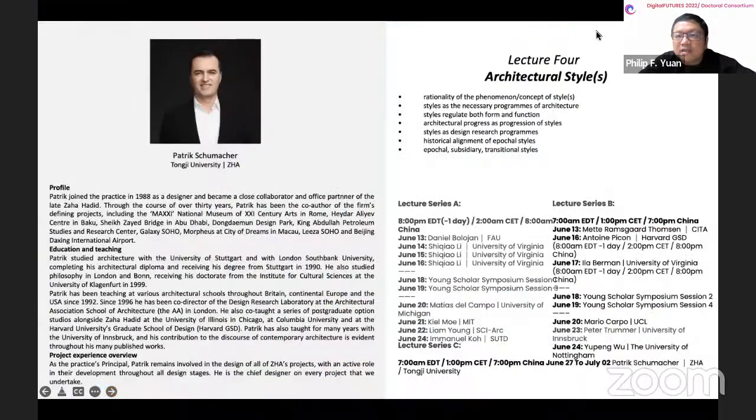So I think he briefly analyzed the outline of the topic, including the rationality of the phenomenon and concept of styles, and styles as necessary programs of architecture, and styles regulate both form and function. Architecture progress as progression of styles. Styles as design research programs. Historical alignment of epochal styles. And epochal, subsidiary and transitional styles. So I think these are the keywords put forward as the main topics and the framework of today. So looking forward, Patrick, to an interesting lecture tonight.